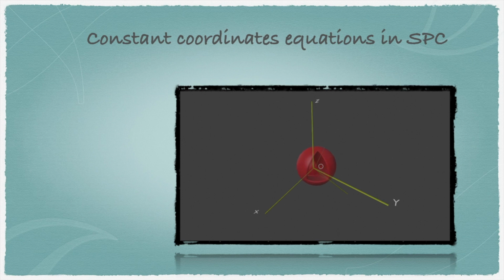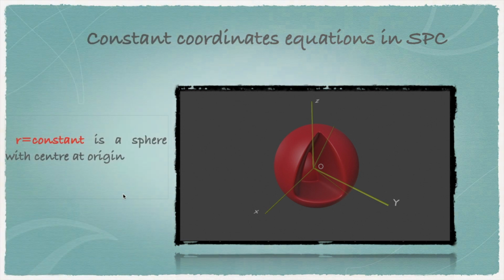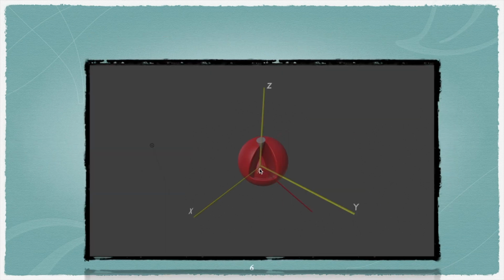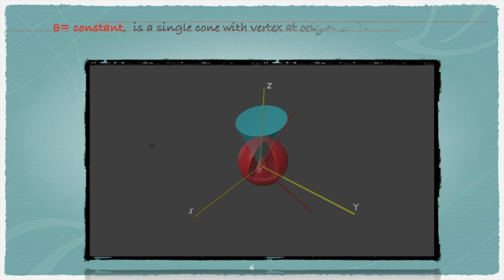So first, when r is a constant with theta and phi varying, it describes a sphere with radius r centered at the origin. Hence r is always positive. Now theta is a constant with r and phi varying. It describes a single cone whose vertex lies at the origin and whose axis lies along the z-axis.